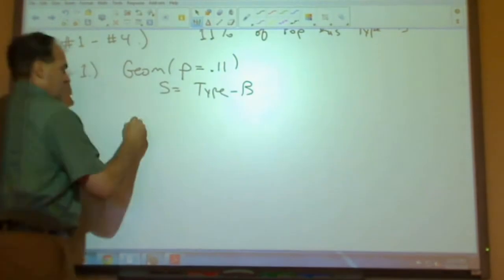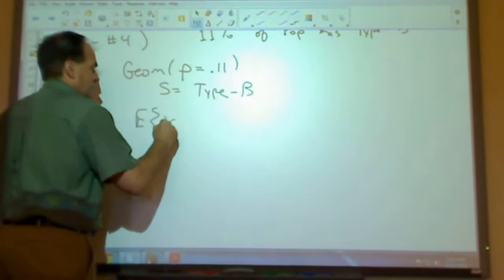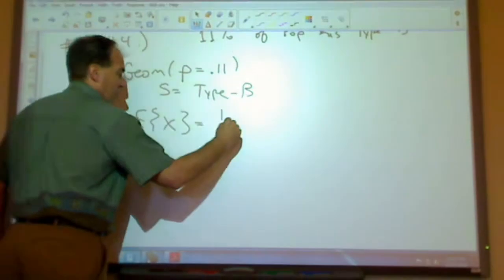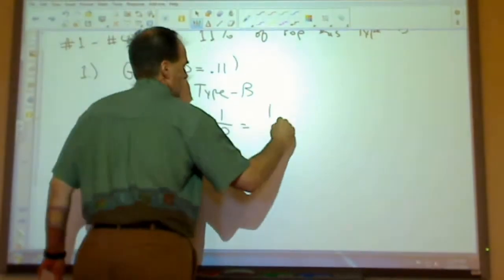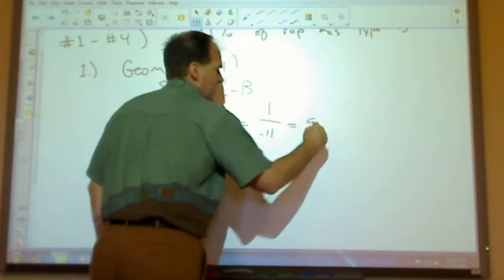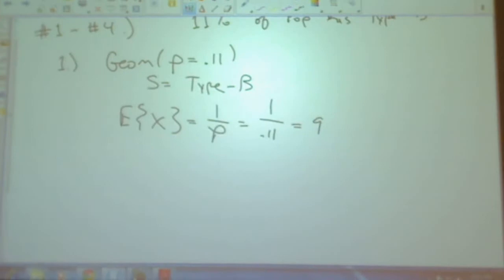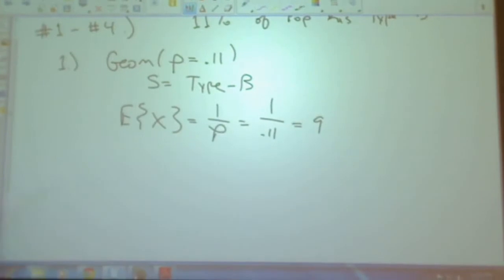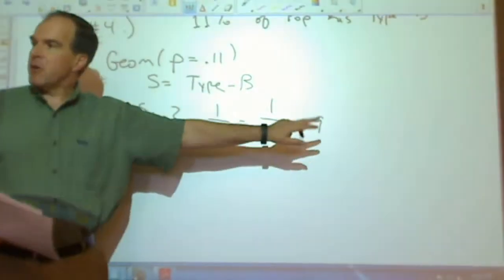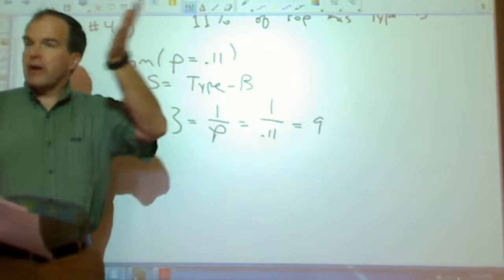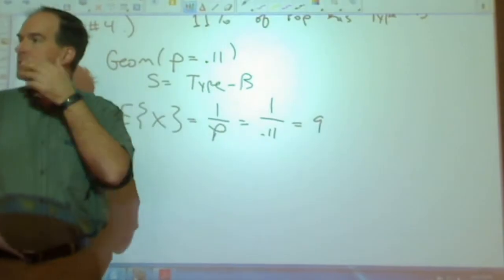Okay, yeah, you want the expected value, the average of this random variable. It's 1 over p, 1 over 0.11, or 9 point something. Okay, does that make sense? Everybody good with that? So we can expect it's going to take 9 people coming through the list on average before you get your first type B.